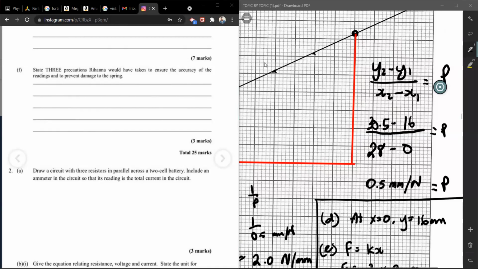Take multiple measurements and find the average. We can take multiple measurements and find the average. Yes, we can. All right. So we're done with this question.